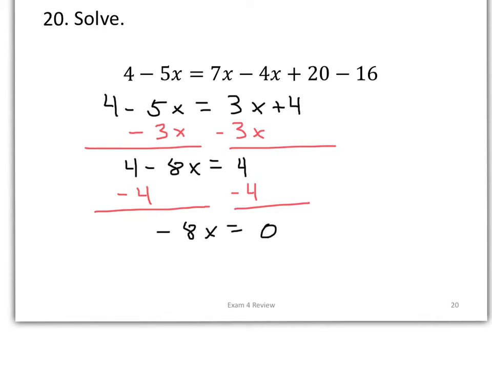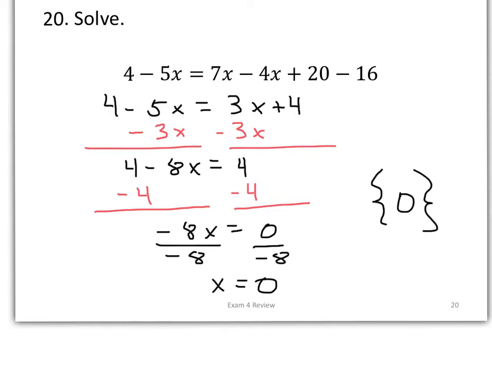Now you have 8x equals 0 or negative 8x equals 0, and when you divide 0 by negative 8 you still get 0. So x equals 0, and that's the solution. You might think that the solution is either an infinite number of answers or no answers, but that's not true. 0 is an actual value that x solves to equal.